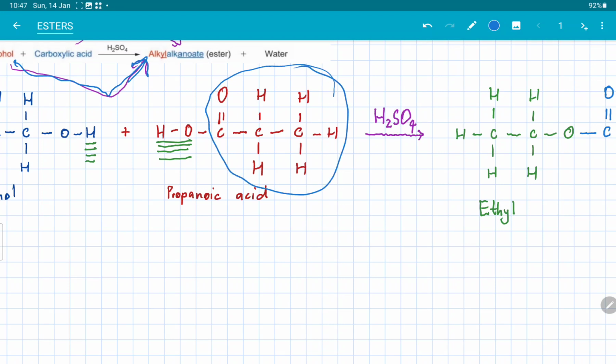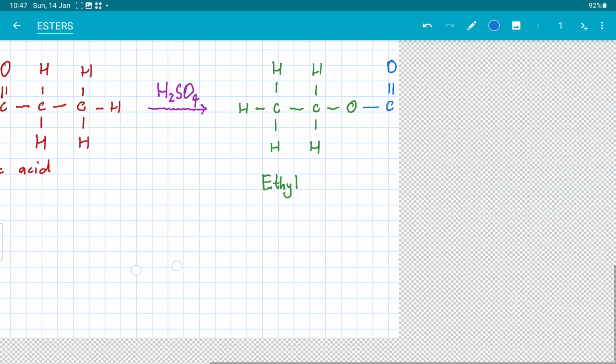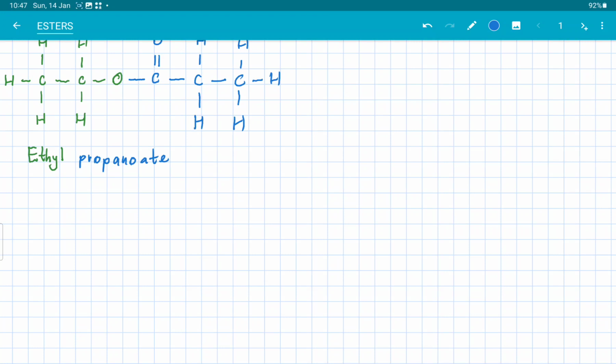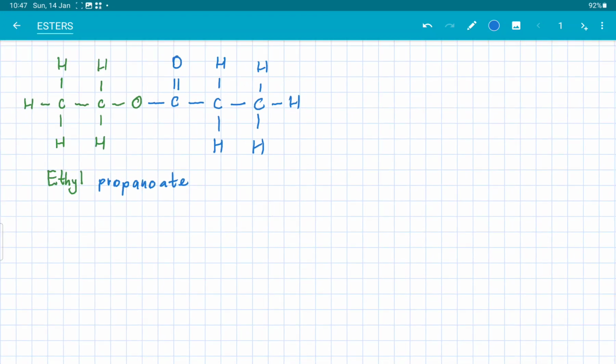And then the part that was previously the carboxylic acid, we are going to say is the alkanoate. So in this case, it is the propanoate. Why? Because there are 3 carbons. So the ester name here is ethyl propanoate. Even if I did not know which alcohol and carboxylic acid this ester comes from, I can deduce from the name that ethyl means it came from ethanol, and propanoate means it came from propanoic acid.